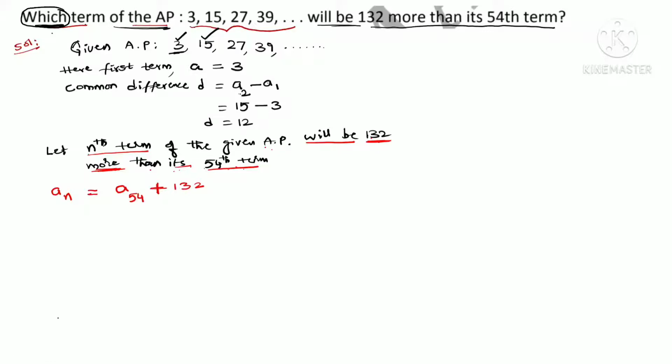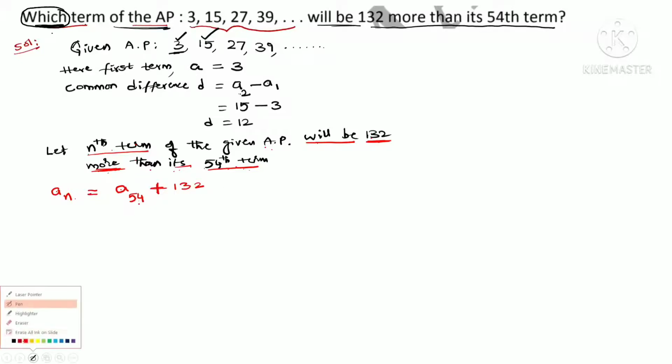Less means minus. Okay, so once again I am explaining here. The nth term, we don't know the number of the term, that's why we are assuming it as the nth term. So that nth term will be 132 more than its 54th term. The nth term is represented by AN. Comparing to the 54th term, A54, extra 132 will be there. So more refers to extra 132.